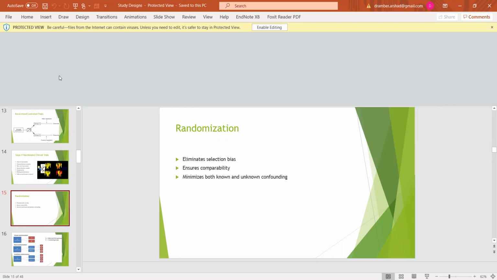Randomization. Randomization is a process which ensures equal and known chance of being included in the study group or the control group. Randomization eliminates selection bias on the part of the researcher. It ensures comparability, and it minimizes both known and unknown confounding factors.